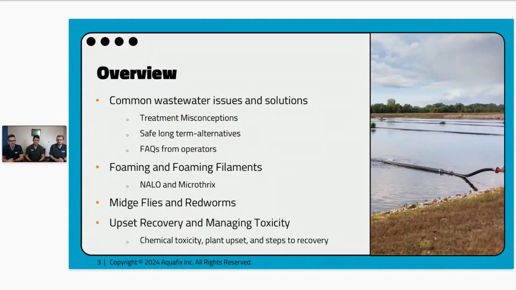Real quickly, just a quick overview of what we'll be covering today. Like I said, it's going to be some of the more common types of treatments, those being foaming and foaming filaments, Midge Flies, and upset recovery and toxicity issues. During those, we'll do a brief overview of what in fact those are, how treatment entails, and once again, misconceptions associated with recovering from those sorts of ailments.